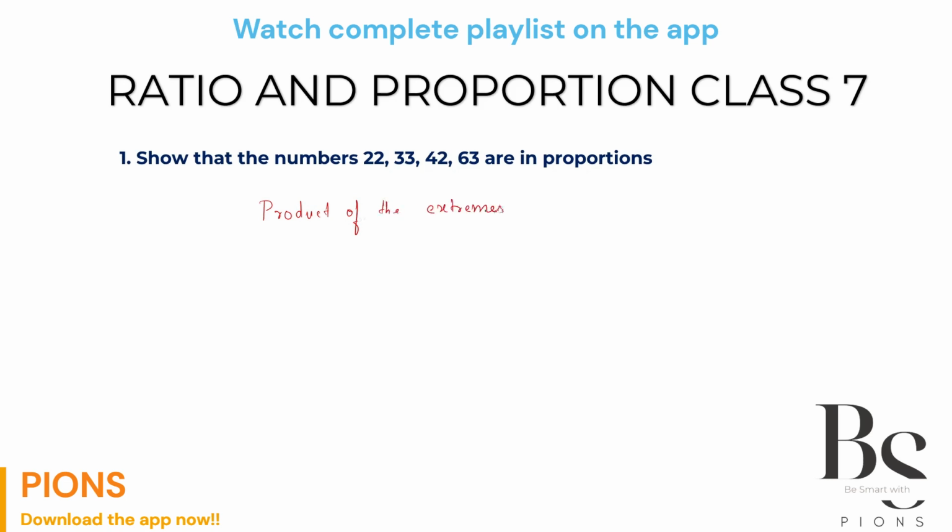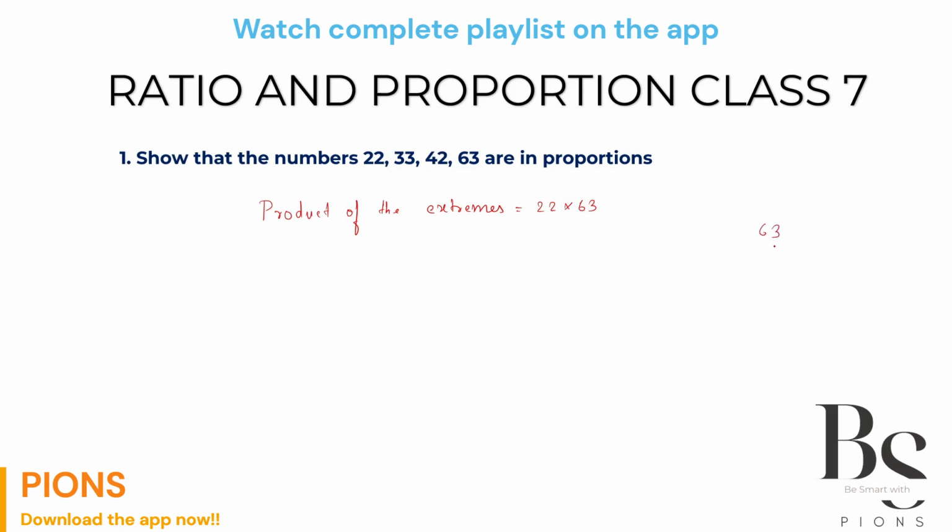Now, what are the extreme numbers? 22 and 63. Means the boundary points, or you can say the first and the last in simple language. They are extremes. So, what will be the product? Let's multiply 22 into 63 here. Let me solve it in rough.